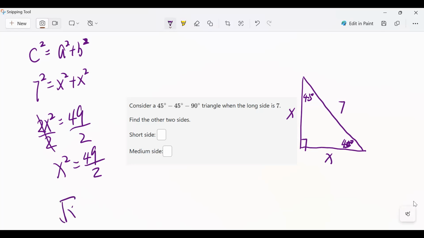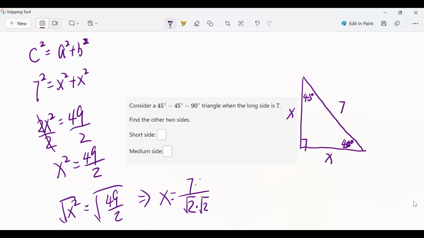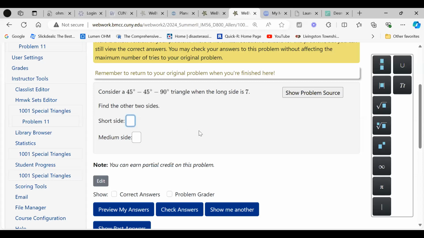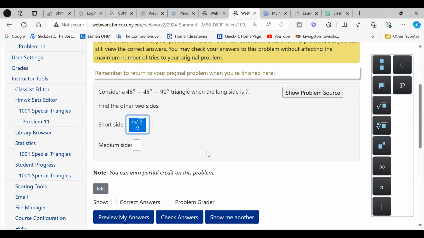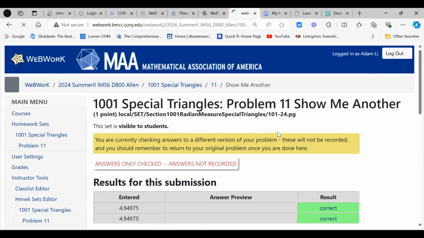So taking the square root on both sides of the equation, the square root of 49 is 7 over radical 2. Now we're going to rationalize this by multiplying radical 2 over radical 2 to get 7 radical 2 over 2. So that means both sides are 7 radical 2 over 2. Any question about this? Now check the answer. It should be good.